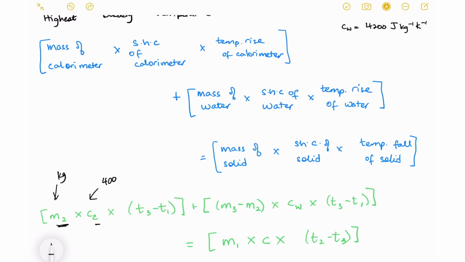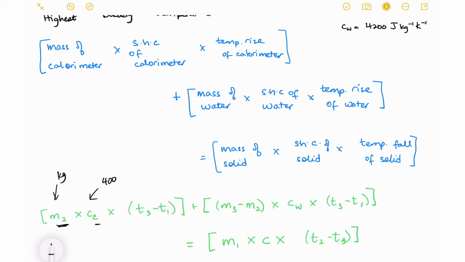The temperature rise of the calorimeter is going to be T3, which is your highest temperature after you put that mass in there. That's your final temperature. So it's going to be T3 minus T1, which is going to be the initial temperature of the water that was in that beaker. Right? So inside of the calorimeter, the first temperature that you took, that is going to be your initial. So to get the change in temperature, it is going to be T3 minus T1.